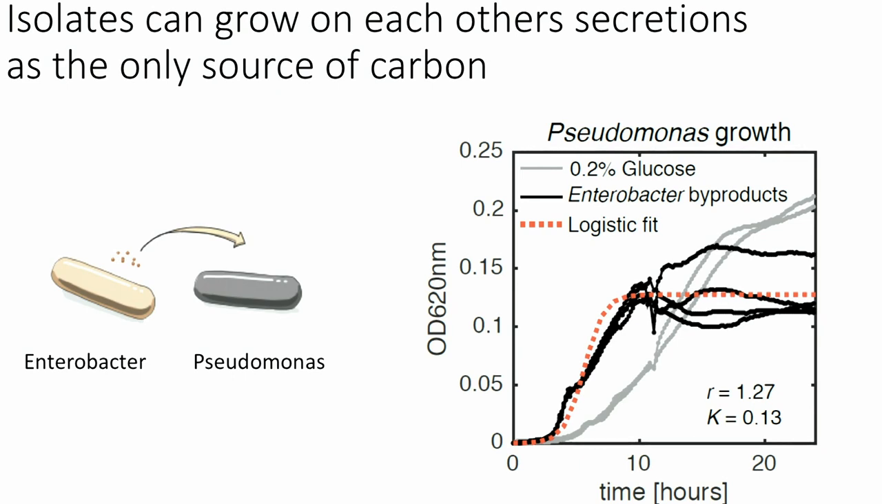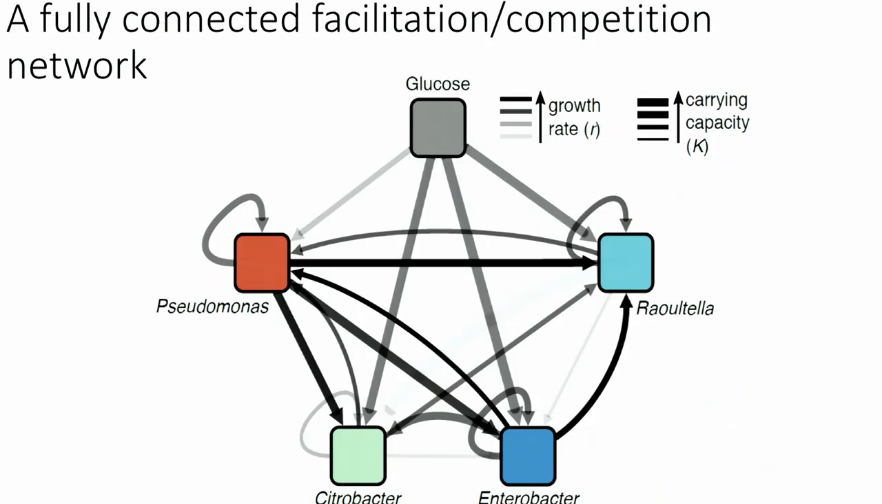So as you see, the growth is fairly strong, right? It's not only that it grows meekly, but it's comparable to growth in glucose, and in fact, it's faster than that. It's less efficient. The carrying capacity is lower, so it's not all that surprising, but the growth is very strong, right? And we repeat that experiment for every possible pair that we could have in our communities.